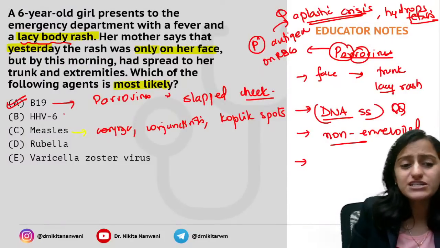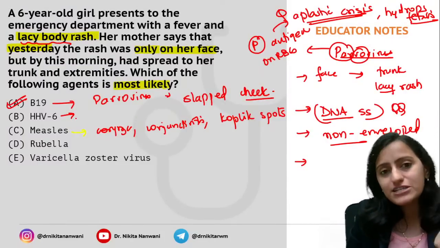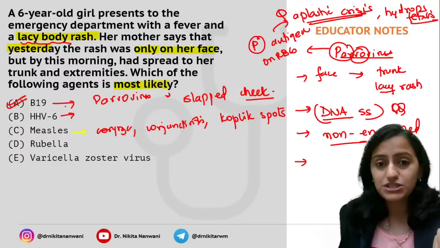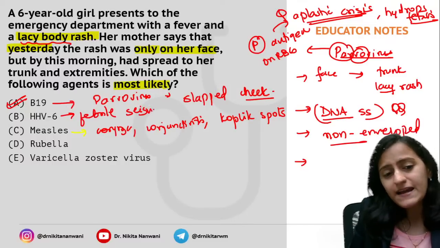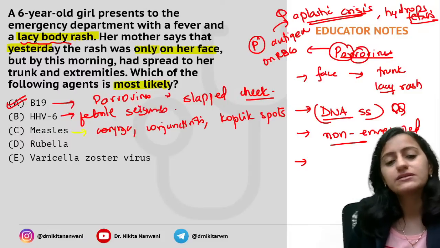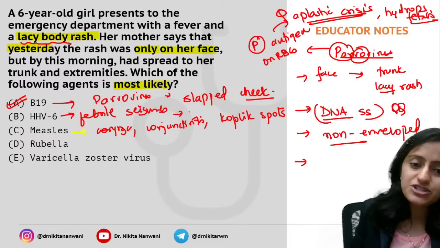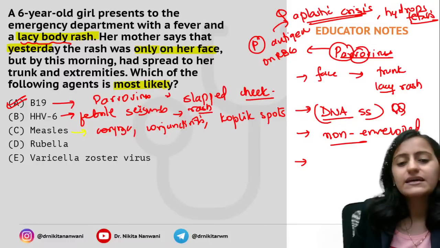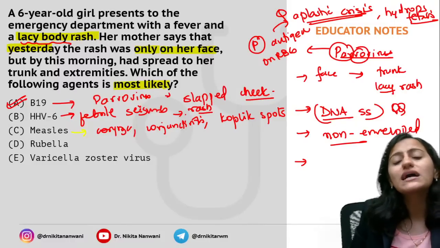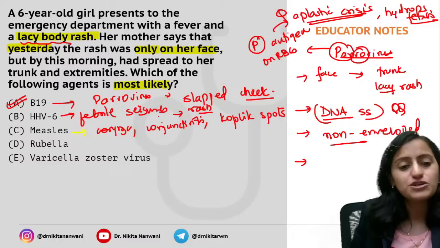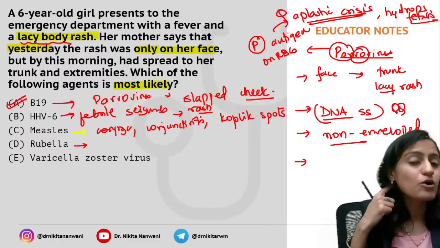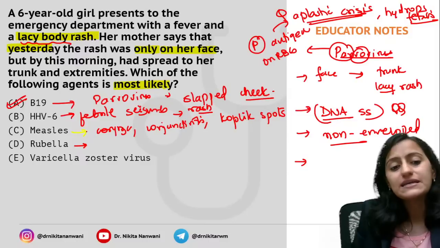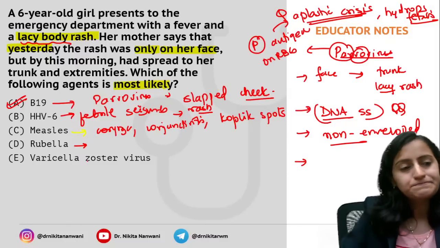This is not HHV6 because in HHV6 there's generally a history of febrile seizures as well, and then comes the rash. That is what we have in HHV6, roseola infantum. In rubella, we have occipital or post-auricular lymphadenopathy as well, which is common.